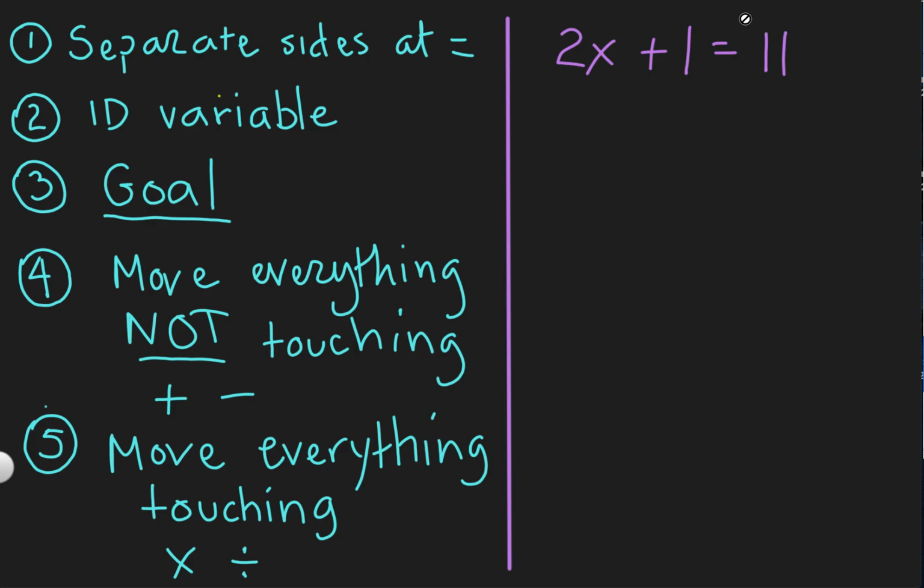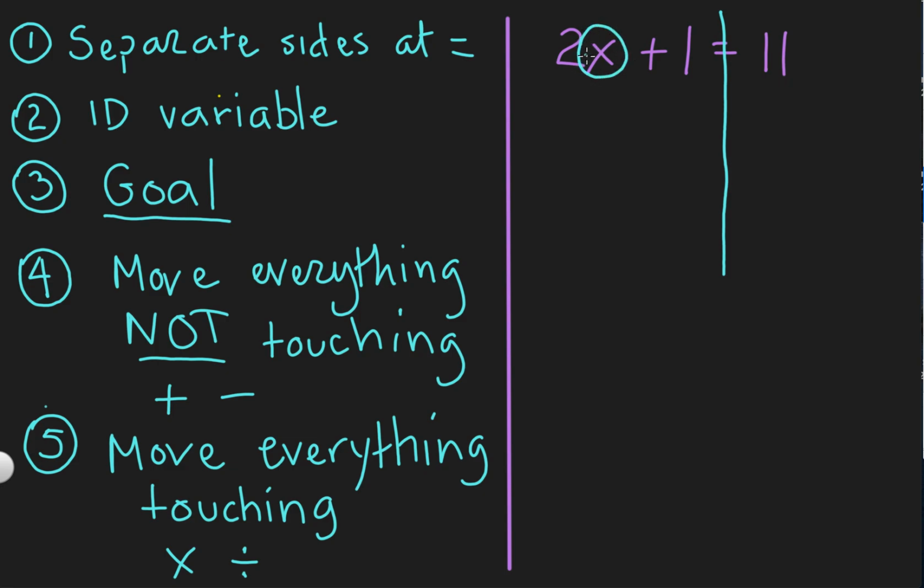So we still separate our sides. This helps us make sure that we're doing our operations on both sides of the equation. We have to make sure that we keep the equal sign. And in order to keep both the sides equal, we have to apply the operations to both sides. So we separate the sides at the equal sign, and we identify the variable.